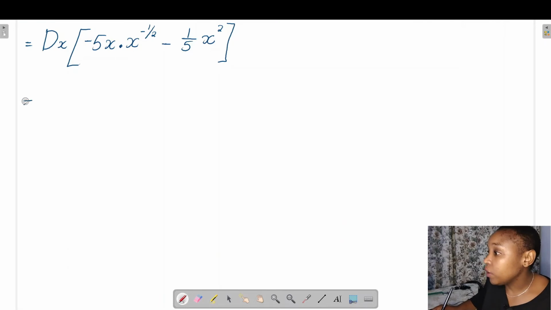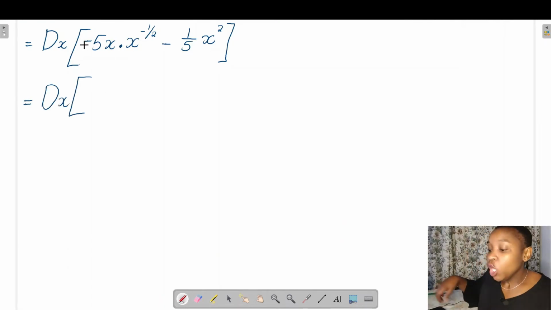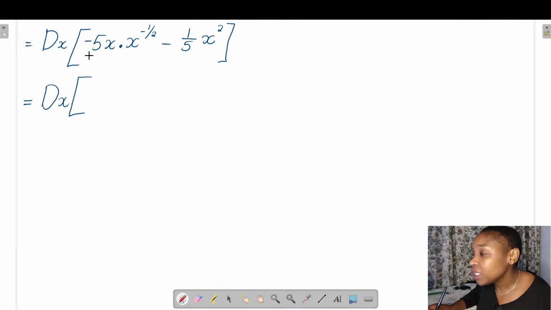Okay, so let's continue. D of x, what does the exponential law say? With the exponential law, especially the product rule, it says that if you've got the same base, you need to add your exponents. So here we can see that we've got the same base, because it's negative 5x and you've got x to the power of negative 1 over 2. So we need to apply that product rule and add your exponents.